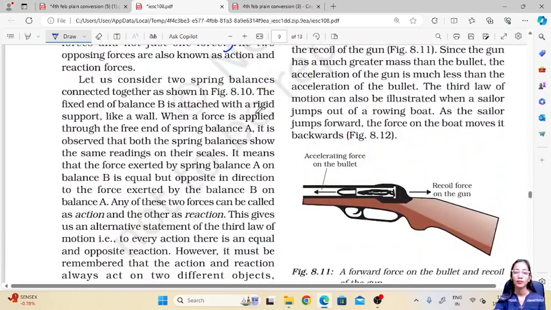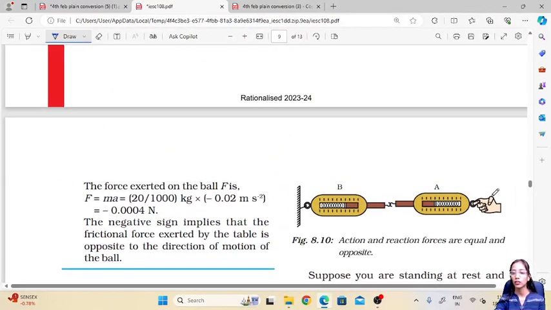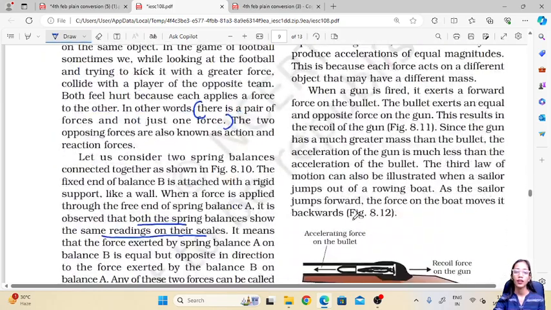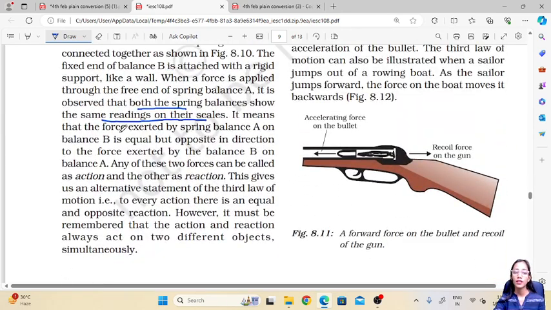When force is applied through the free end of spring balance A, it is observed that both the spring balances show the same readings on their scales. So when a force is applied on this side, on this spring balance, it is actually given to only one spring balance, right? But the readings on both the balances are the same. Now why is it so? It means that the force exerted by spring balance A on spring balance B is equal but opposite in direction to the force exerted by balance B on A.